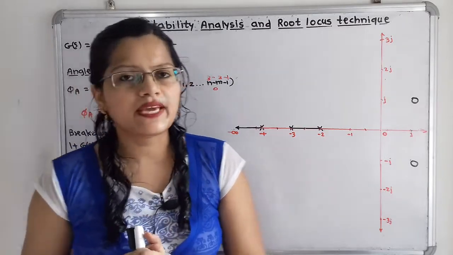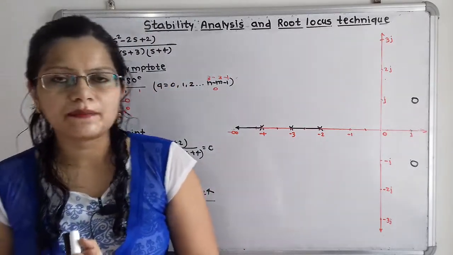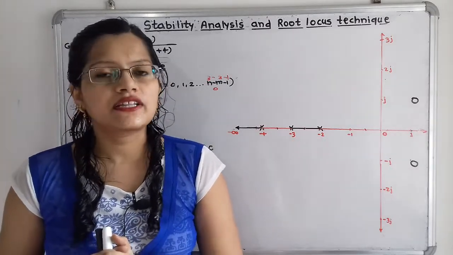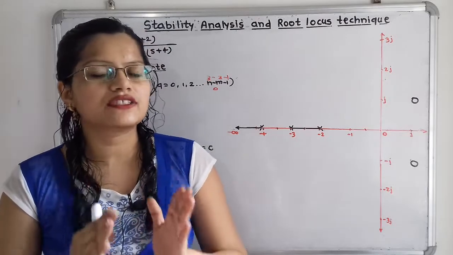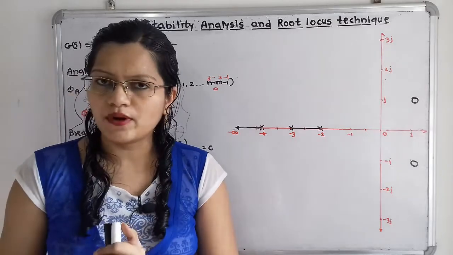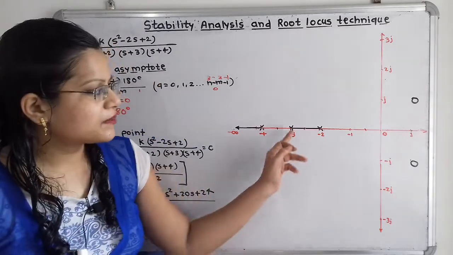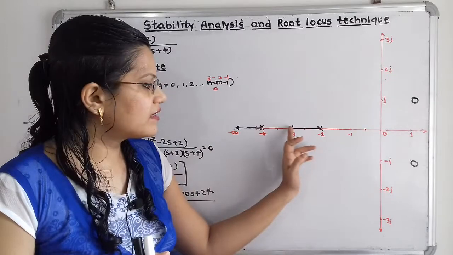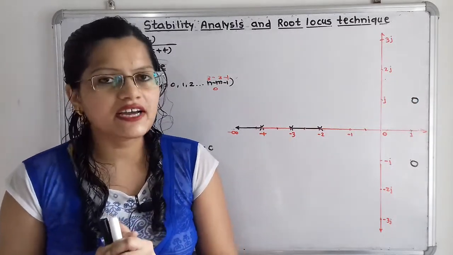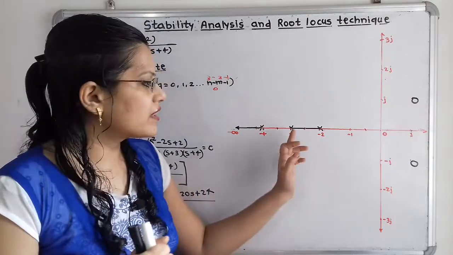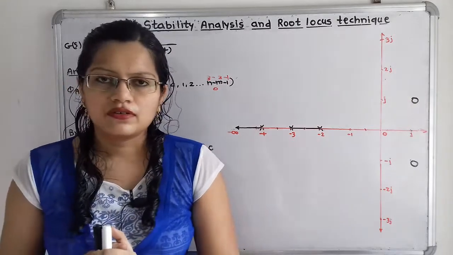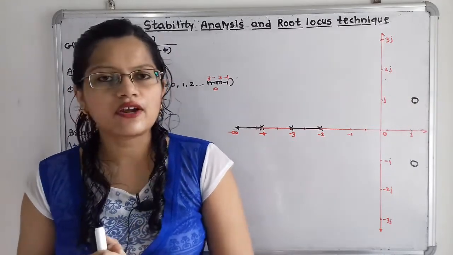Now we will move to the breakaway point. Why calculate the breakaway point? The breakaway point is the location of the point on the real axis from where branches depart. When branches start from open loop poles, they will terminate at the zeros. But when they terminate at the zeros, we have to check what is the point on the real axis from where the branches will move towards this zero.